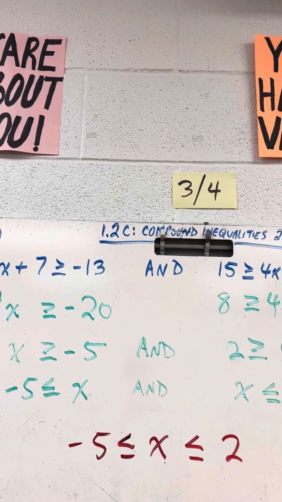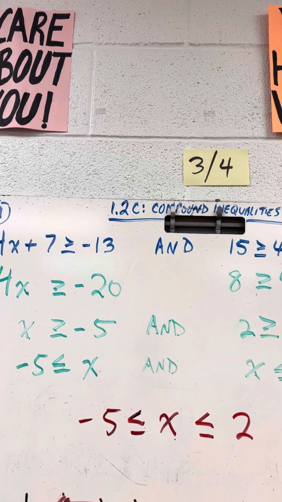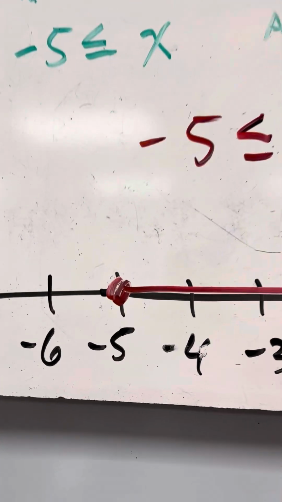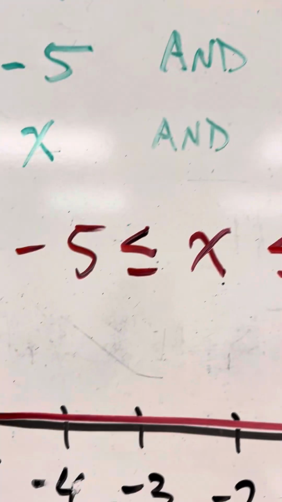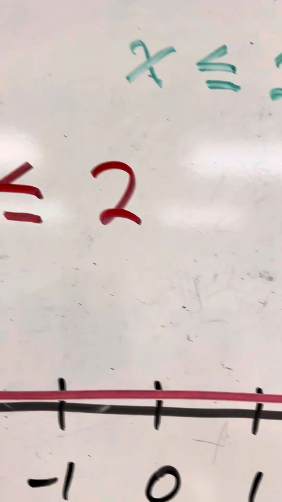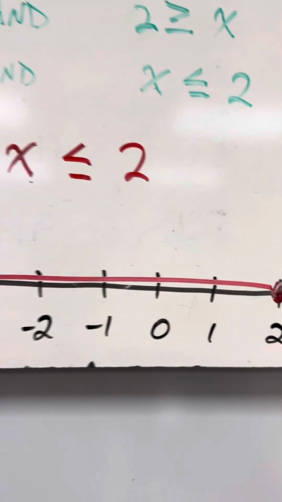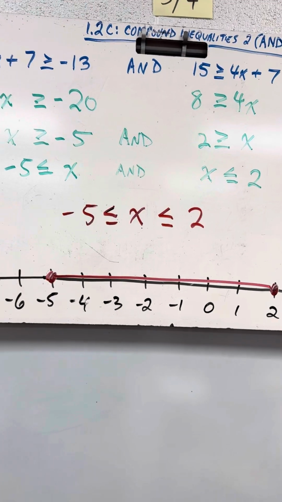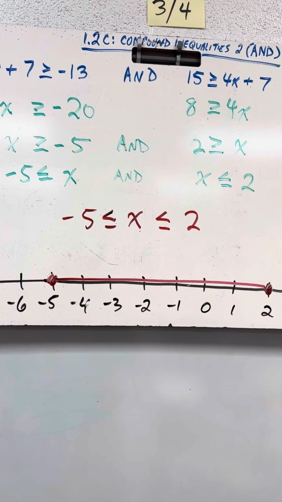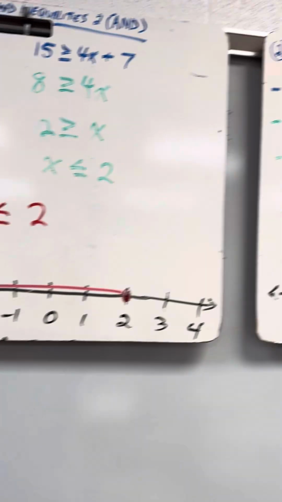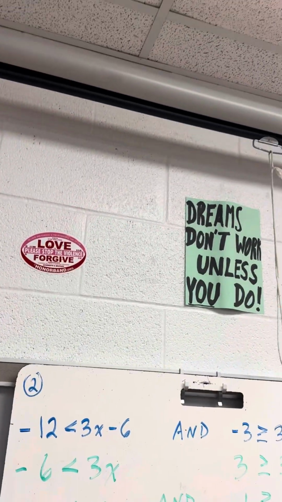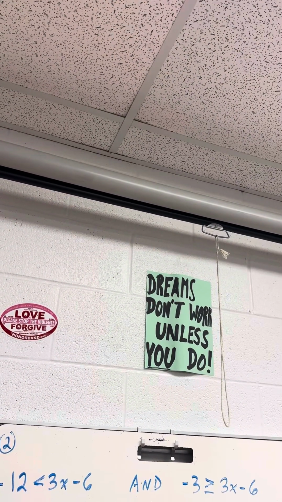Now, because it's negative 5 is less than or equal to x, it's a filled in circle at negative 5. And x is less than or equal to 2, so it's a filled in circle at 2. And you shade in between. That's how you do it. Okay? Same thing over here. All right? You have two problems in one.